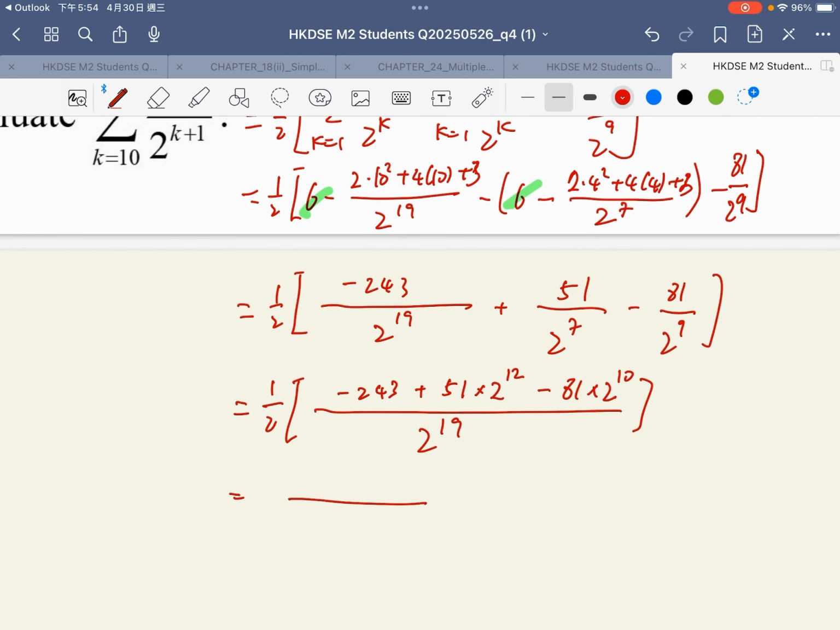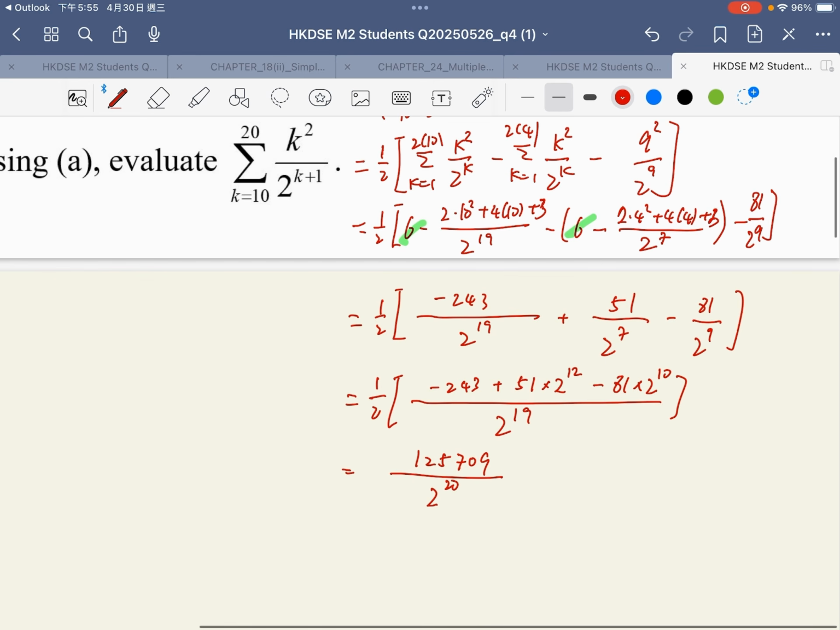Oh, great. The denominator is 2 to the power 20. The numerator is positive. It is positive. Let me see. 125,709. That is the final answer of this question.